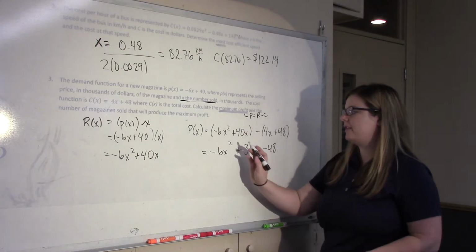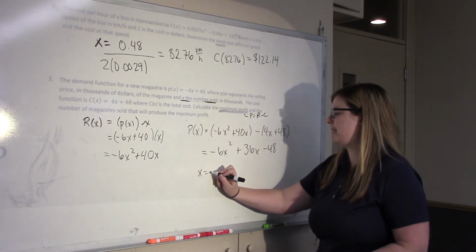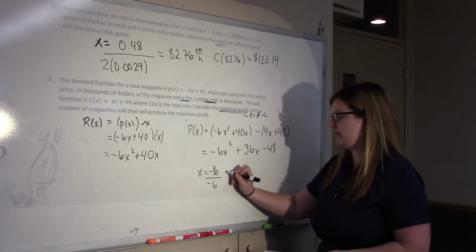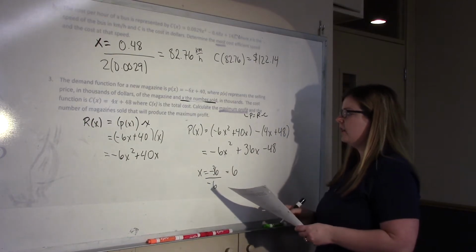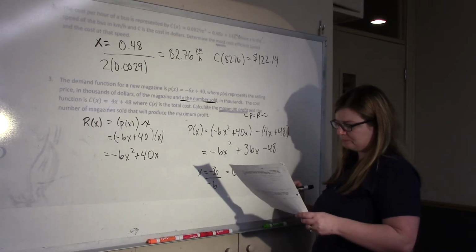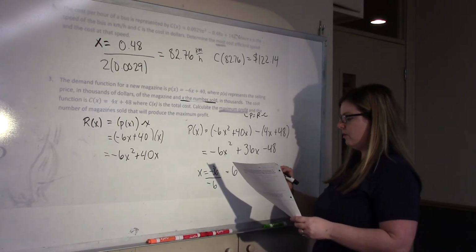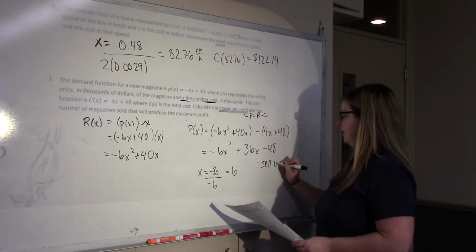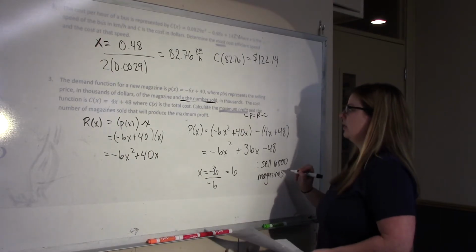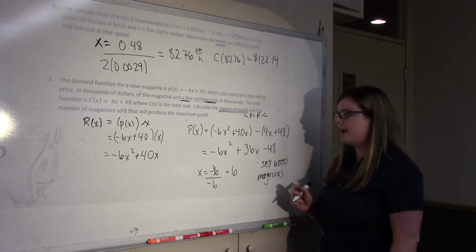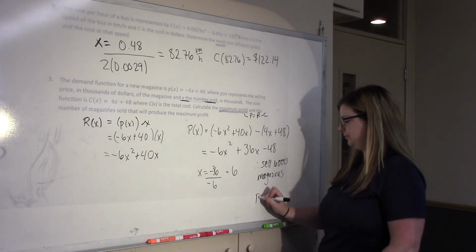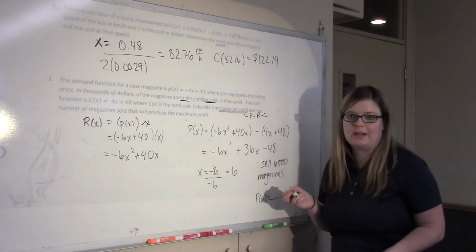So now we need the vertex of this profit function. So X equals minus 36 over 2A, which is minus 6, so that gives us 6. That means this is the number of magazines in thousands they need to sell. So therefore, sell 6,000 magazines to earn the maximum profit. And to find the maximum profit, you just put the 6 back into the function and you get your maximum profit. So I'll let you go ahead and do that.